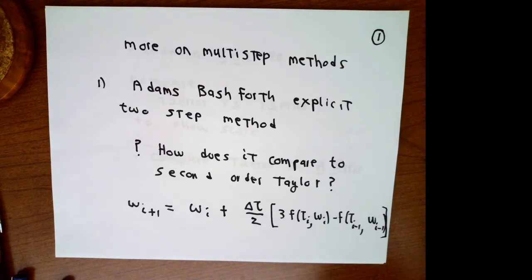What we did was we made an interpolation problem where we interpolated not the y values, but the f values. We interpolated at time ti, at ti minus 1. We integrated the resulting polynomial, and the method that we came up with was wi plus 1 is wi plus delta t over 2 times 3 fi wi minus the corresponding f value at ti minus 1 wi minus 1.